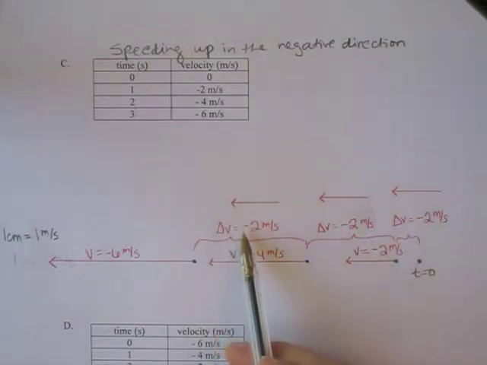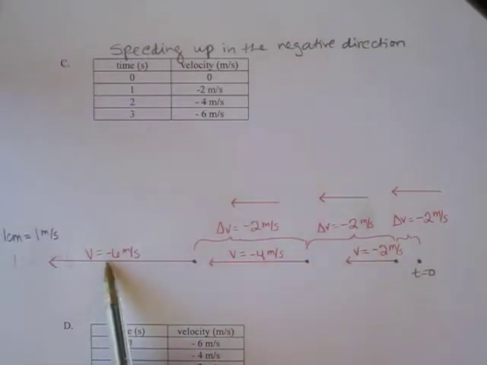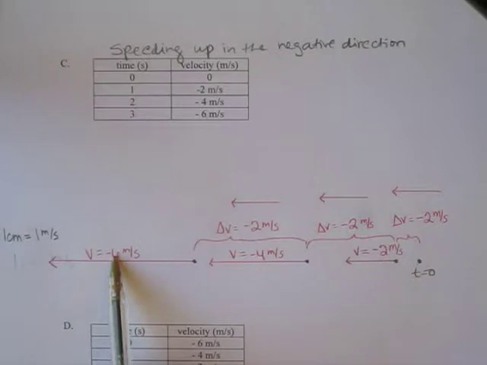Another way to think about a negative change in velocity is that the velocity is becoming more negative. -4 is more negative than -2. -6 is more negative than -4. So if you think about a number line, this is more negative than this one.